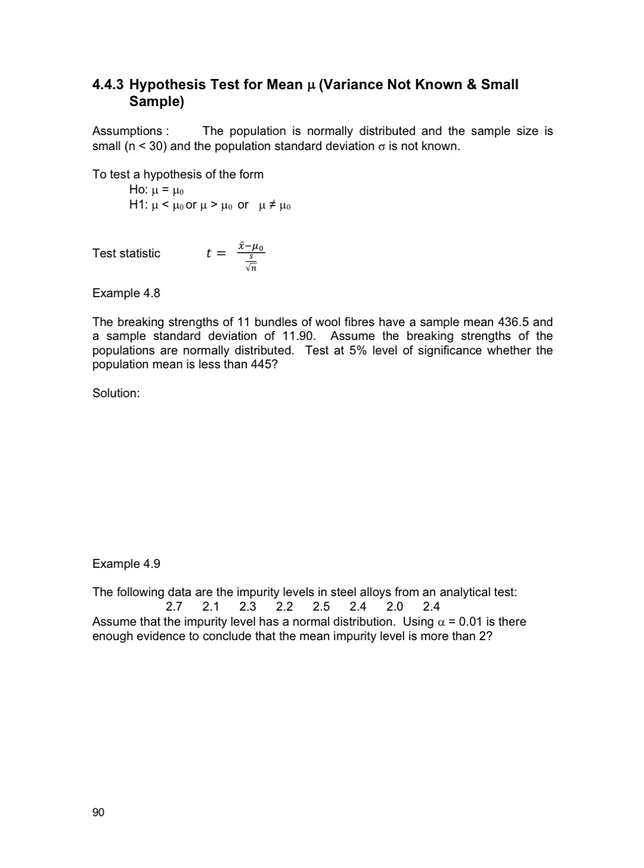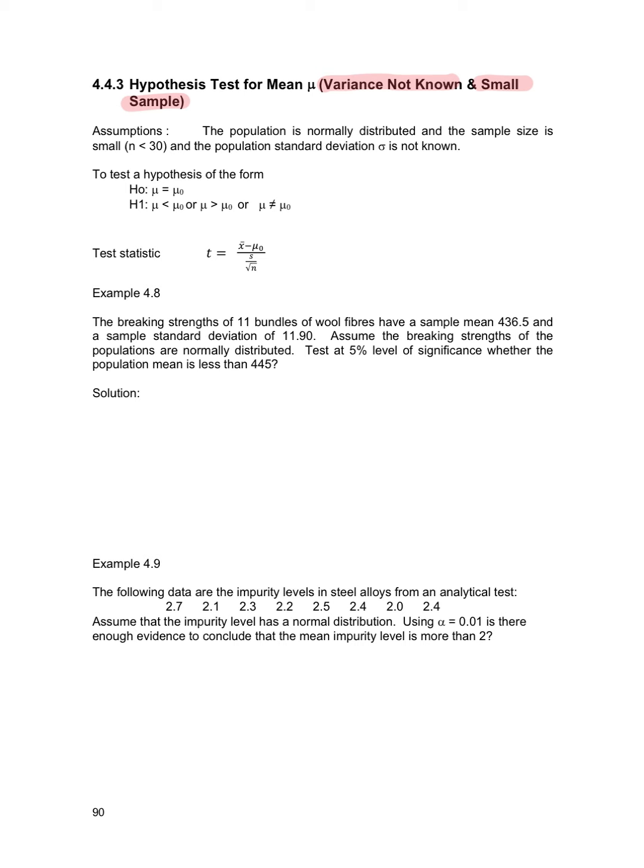Okay, let's continue into case number 3, hypothesis test for mean, which is variance not known and small sample. The first two cases, we have variance known and then variance unknown but large sample size. But for the third one, we do not know the variance or standard deviation of the population, and the sample size is small, which is less than 30. So the assumptions are the population is normally distributed, the sample size is small and less than 30, and the population standard deviation sigma is not known. We highlight here variance not known and small sample size.